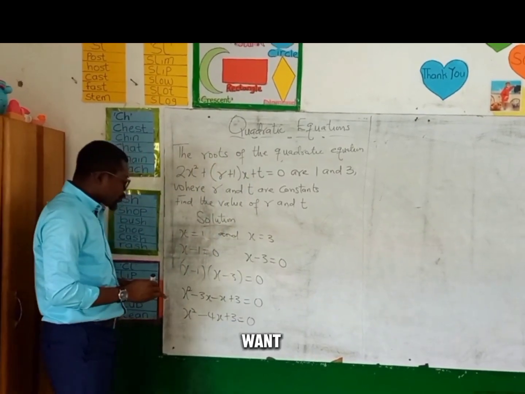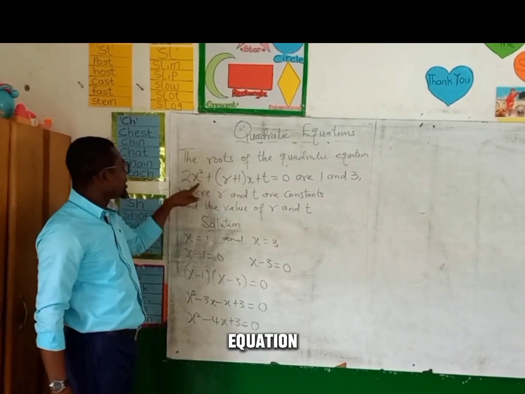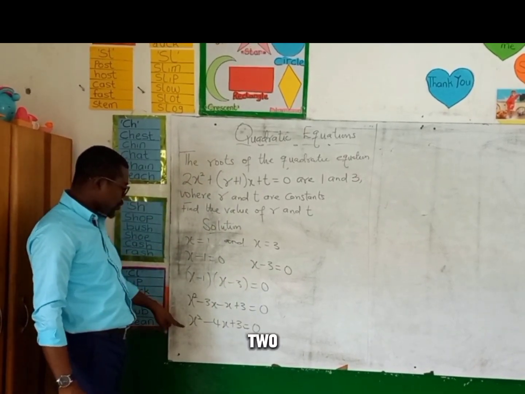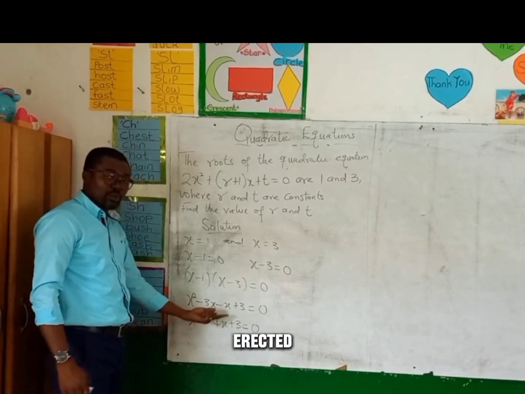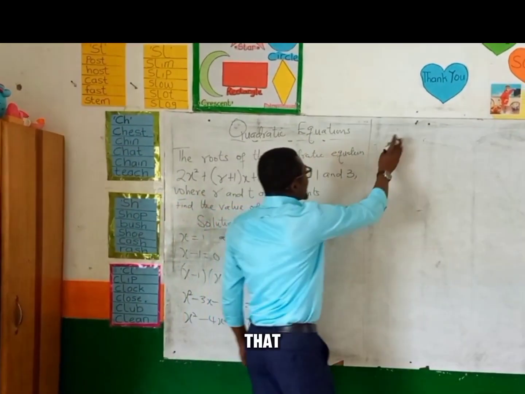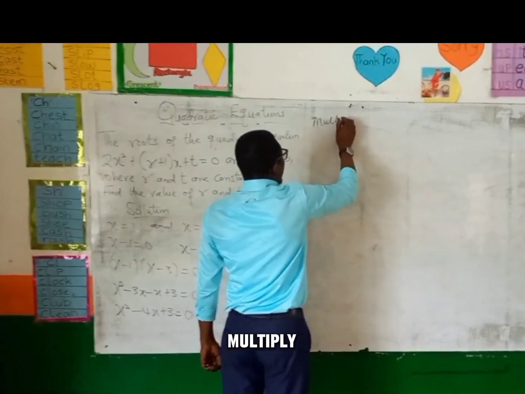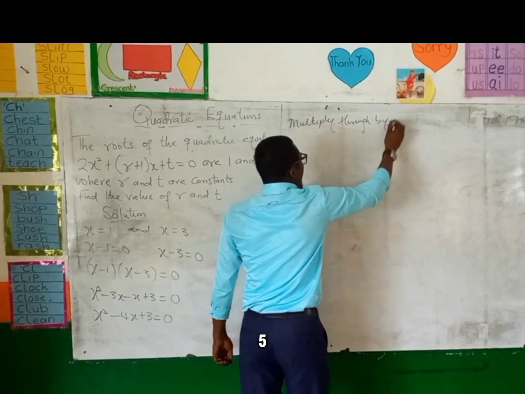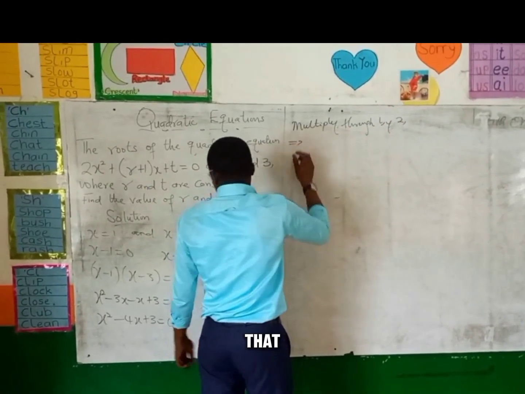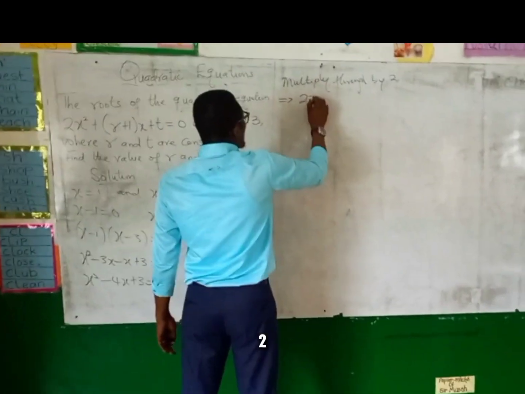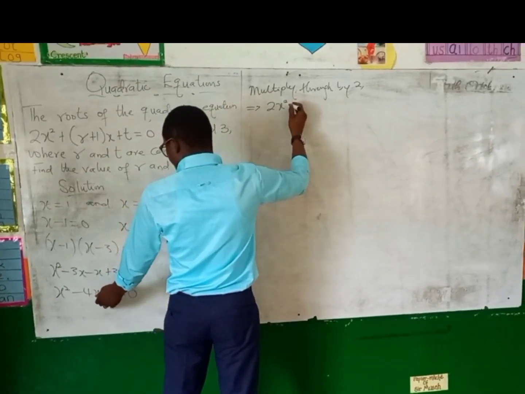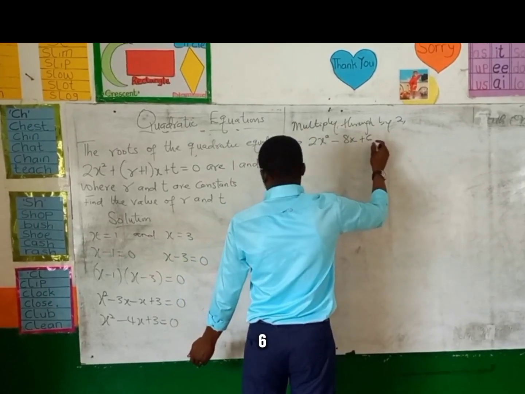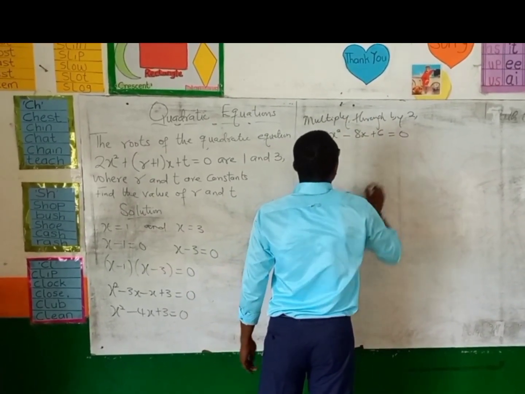Now, I want to compare this to the given equation, but the coefficient of x squared in the given equation is 2. So I'll multiply through this quadratic equation by 2. And that means that this equation now becomes 2x squared minus 8x plus 6 is equal to 0.